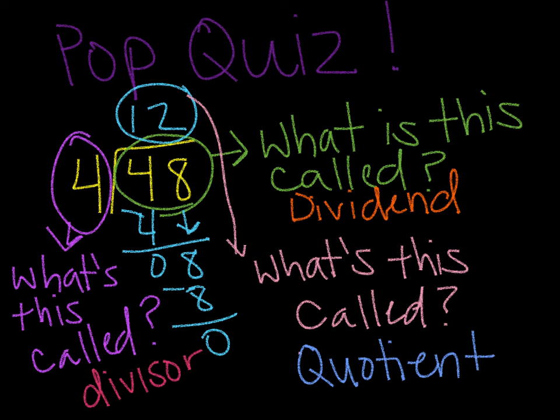So 4 fits into 4 one time. 4 minus 4 is 0. 4 fits into 8 two times because 4 times 2 is 8. So I'm going to subtract, and that's going to be a 0. So my answer is 12. That is how you do long division, and we have to remember to round.